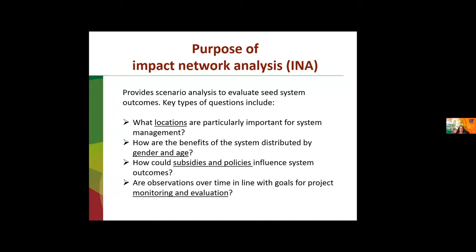So here are four examples of key types of questions where we can think about these and different variations on them. So one key question is a question about what locations are particularly important for system management. So that might be system management in terms of making sure the improved varieties get out, or system management in terms of making sure that pathogens don't spread through the system. So often the same locations are important for both those aspects of system management.